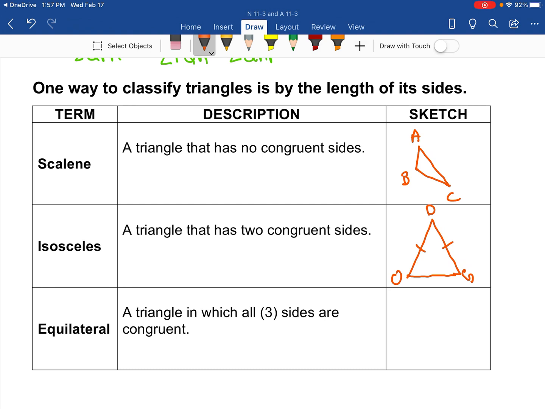All three sides being the same, it's called an equilateral triangle. Equilateral triangle, and I think we actually talked about this a few days ago. Equilateral triangle. All three sides are the same length.